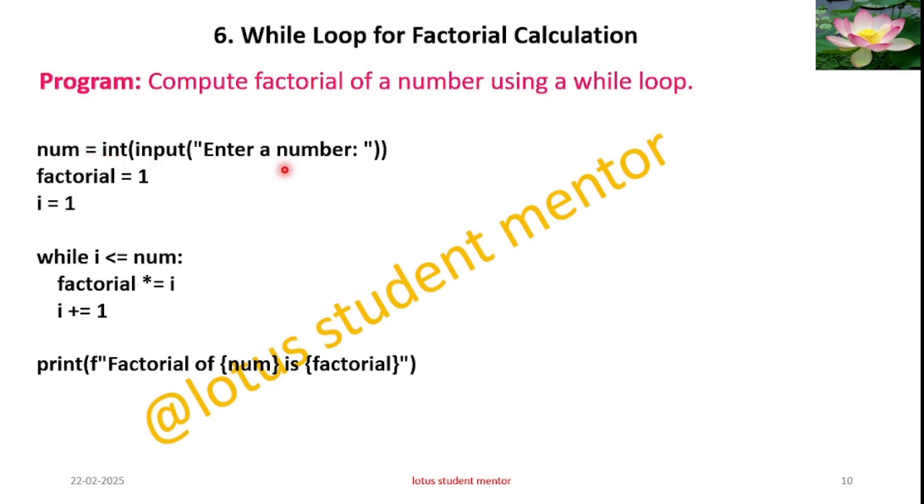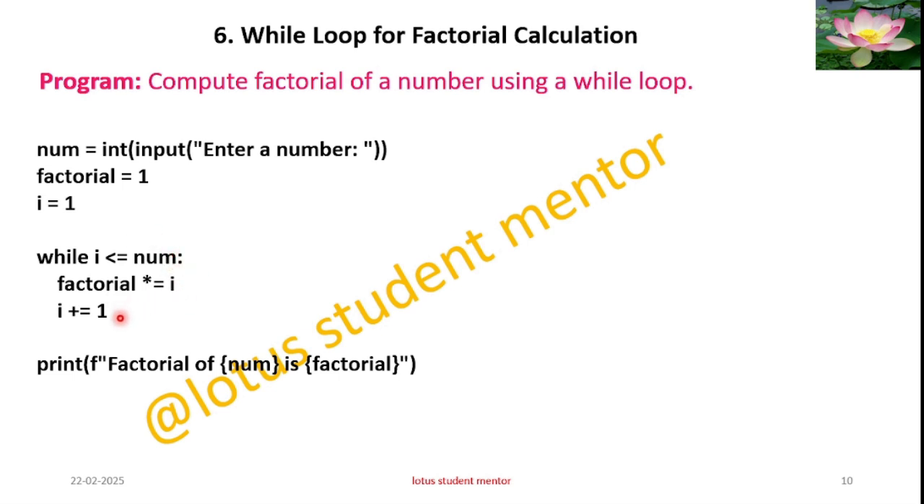Number, user input. Suppose you give 3. It begins with factorial equal to 1, then i equal to 1. Then while i is less than or equal to the number, here what is our number? Factorial, enter number is 3. If i is less than or equal to 3, factorial equals factorial times i. What is the factorial here? 1 times 1, that is 1, will be stored in this.